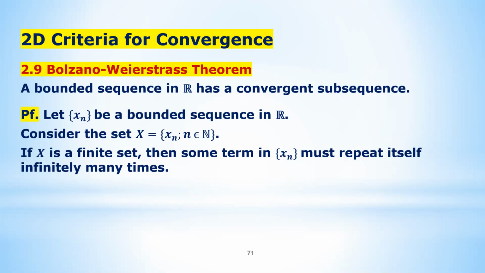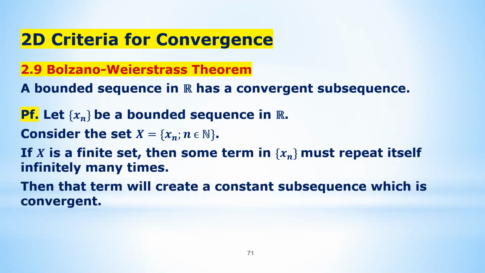Repeat itself an infinite number of times. Now, if this happens, then you can automatically create a constant subsequence, which is convergent. Because if 1 repeats itself an infinite number of times, this means that there are infinitely many terms in Xn that are all equal to 1. Those terms form a subsequence, and it is a constant subsequence. So therefore, it has to be a convergent sequence, right?